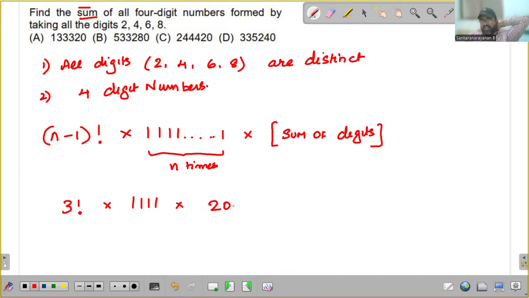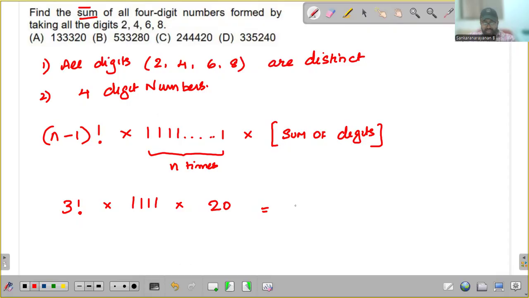So what you observe here is that the sum of all those 24 4-digit numbers so formed will be n minus 1 factorial. In this case, n is 4, so 4 minus 1, that is 3 factorial into 1, 1, 1, 1 into the sum of the digits involved. So when you finish this calculation, 3 factorial is 6 into 1, 1, 1, 1. So 6, 6, 6, 6 into 2 plus 4 plus 6 plus 8, that is 20.